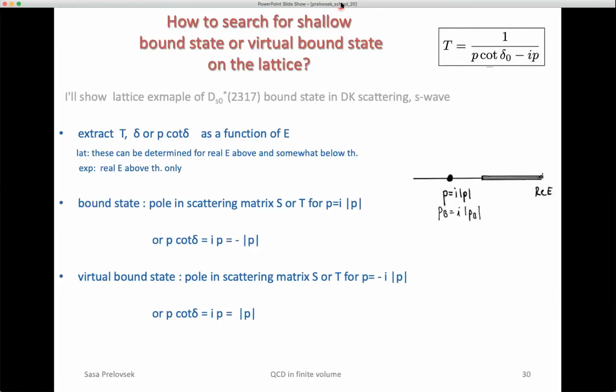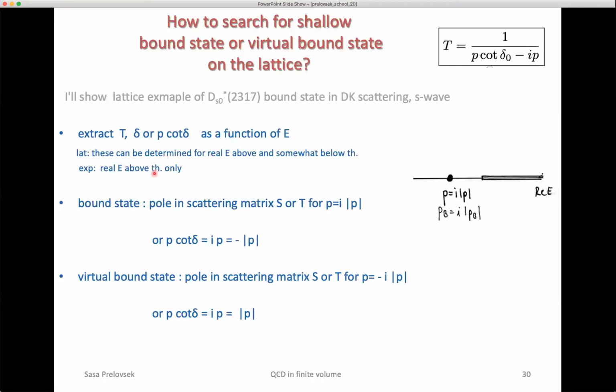Sorry, just as a summary of what I said, okay? How do we search for a shallow bound state or virtual bound state? What we do is extract the scattering matrix from the lattice. And the scattering matrix on the lattice can only be extracted for real energies, to be honest, above threshold and somewhat below. Experiment can only extract scattering above threshold, of course.